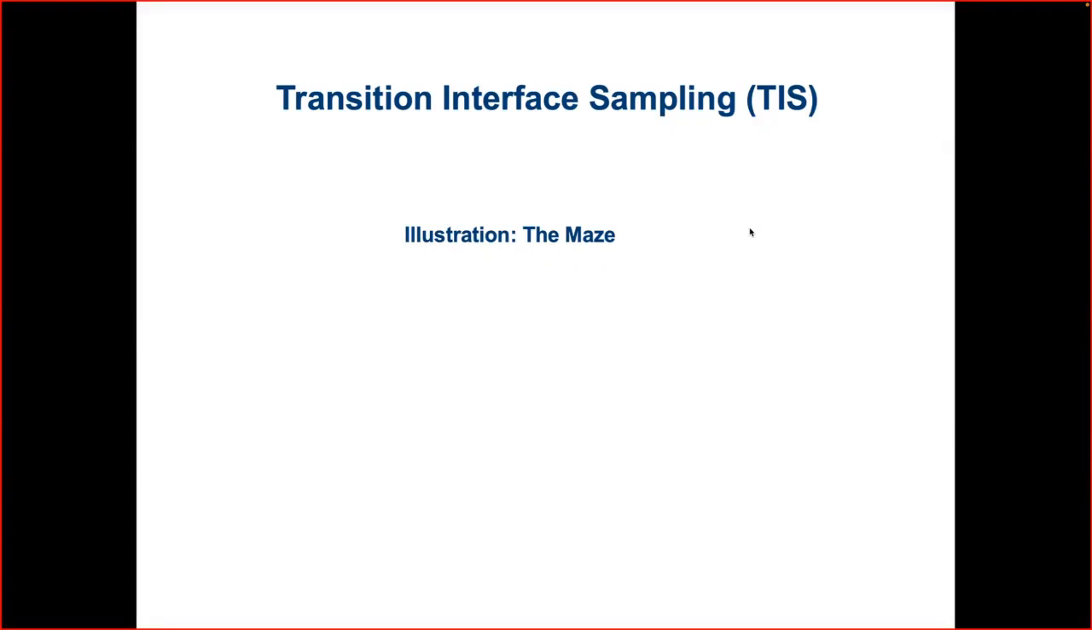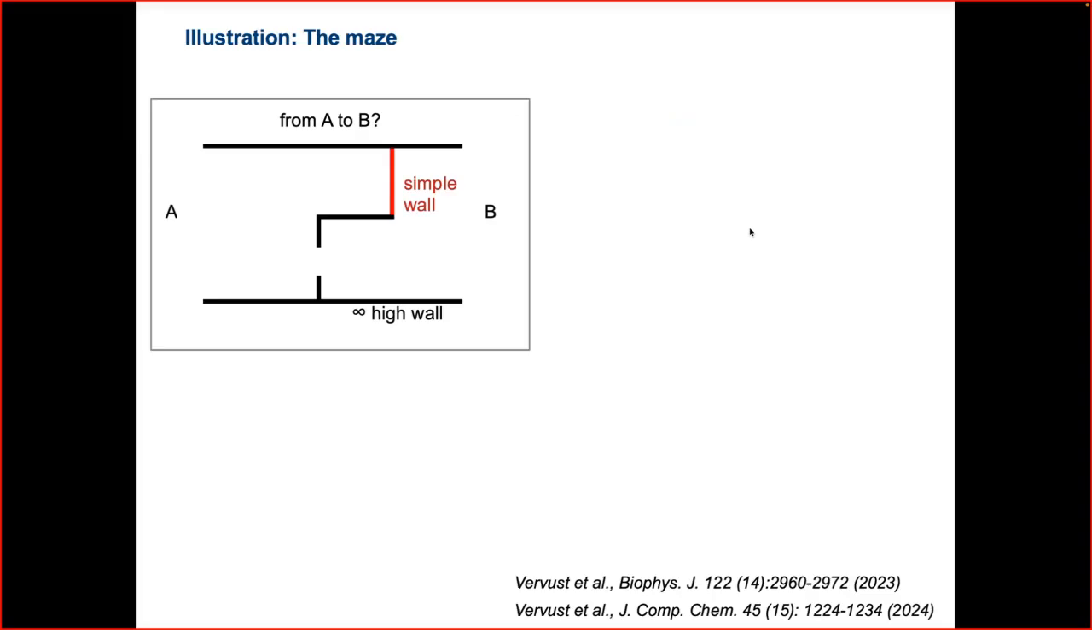Hello, this is a video about transition interface sampling, TIS. And in this video, I give more explanation about an example of this methodology, the maze. We call this a maze because we have a molecule in state A, and this molecule needs to permeate all the way to the other side of this maze towards state B. In this video, the maze is not so complicated.